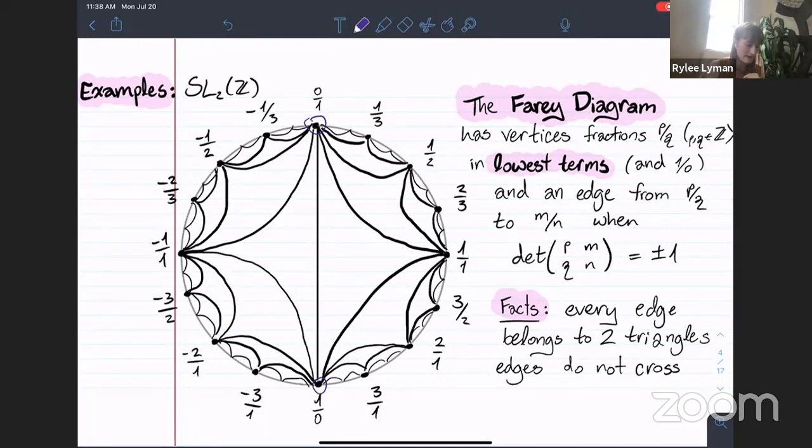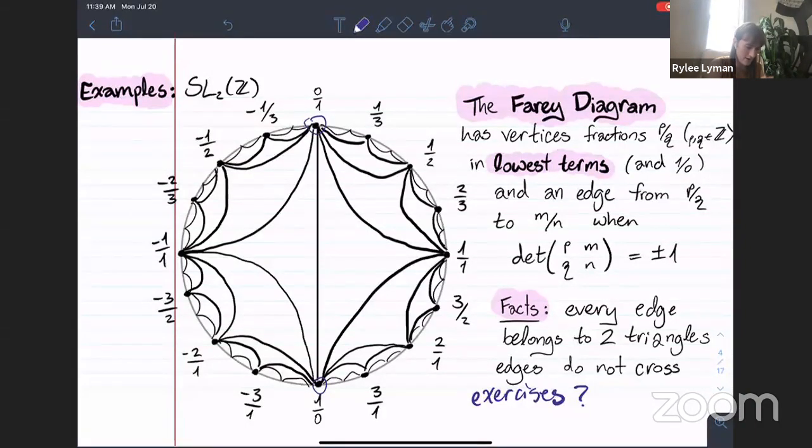There are some facts that you should prove or look up. These can be exercises if you care. They could also not be exercises if you don't care. Every edge of this Farey diagram belongs to exactly 2 triangles. And if you draw the edges in this curvilinear way, the edges don't cross each other. Topologically, if I removed all of the vertices from this diagram and added faces for each of the triangles, I would get an open disk.